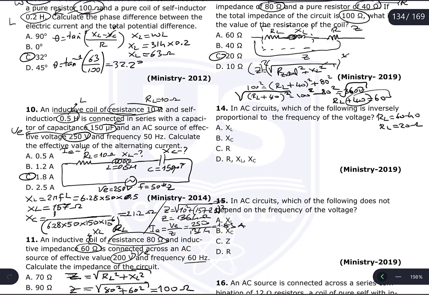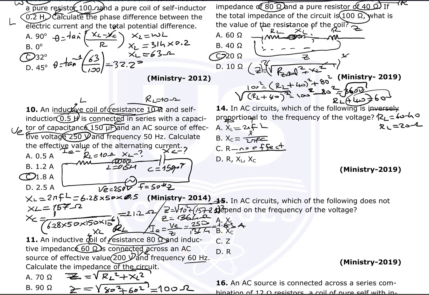In an AC circuit, which of the following is inversely proportional to frequency? We know R doesn't change, no effect, because in the equation of R we don't have a frequency. XL, equation of XL is 2 pi FL. Yes, as F increases, XL increases, but we want it inversely changing. XC is 1 over 2 pi FC. Yes, this is inversely proportional. As F increases, XC decreases, or F decreases, XC increases. So this is the correct answer, B.